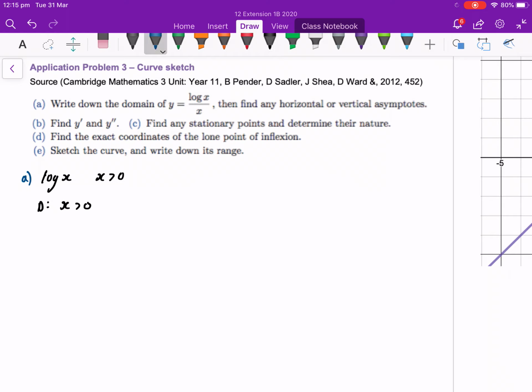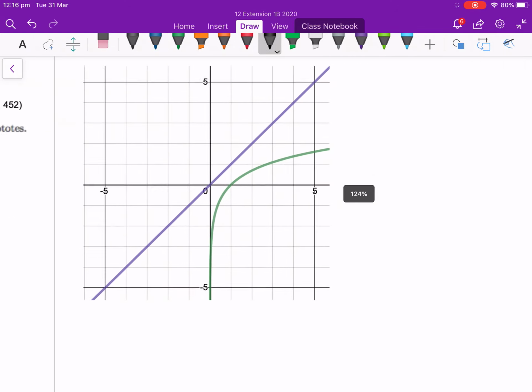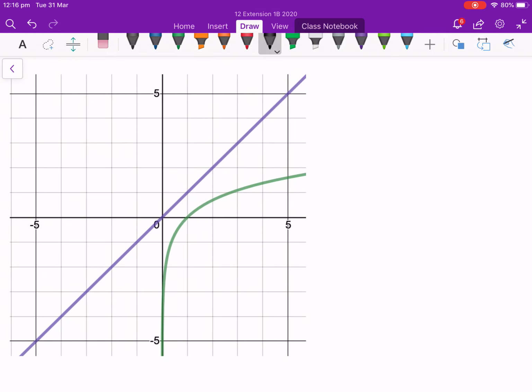It then asks us to find horizontal or vertical asymptotes. So to do this, we need to look at the limits of this function. Firstly, as x tends towards 0, and secondly, as x tends towards infinity. And just to give you a concept of what this is like, I've got the graphs of the two functions here, and I'll explain why we've got these to have a look at.